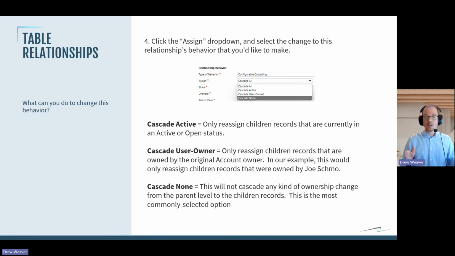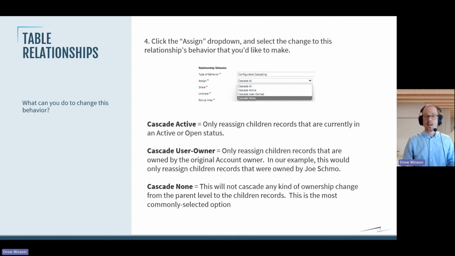Cascade Active: if you change the behavior to cascade active, it will reassign children records for that table relationship, but only the open or active records. So think, I want the account owner to inherit the open opportunities that are tied to this account. That would be a good reason to use Cascade Active for that relationship.